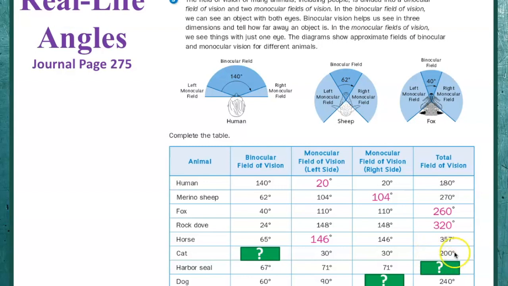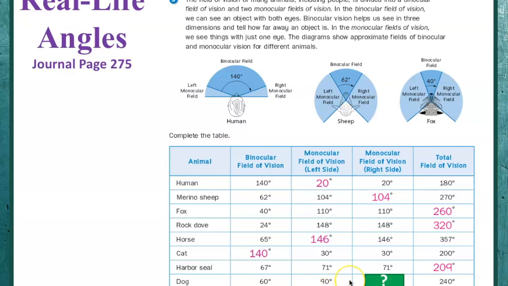The cat, now we're looking for just what it can see with both eyes in front. We know that it can see all around its head 200 degrees, and on the left side and the right side, it can see 30 degrees each. So that's 60 degrees. So we need to subtract 60 degrees from 200 to get 140 degrees, which it can see straight ahead. The harbor seal, we can see 209 degrees.